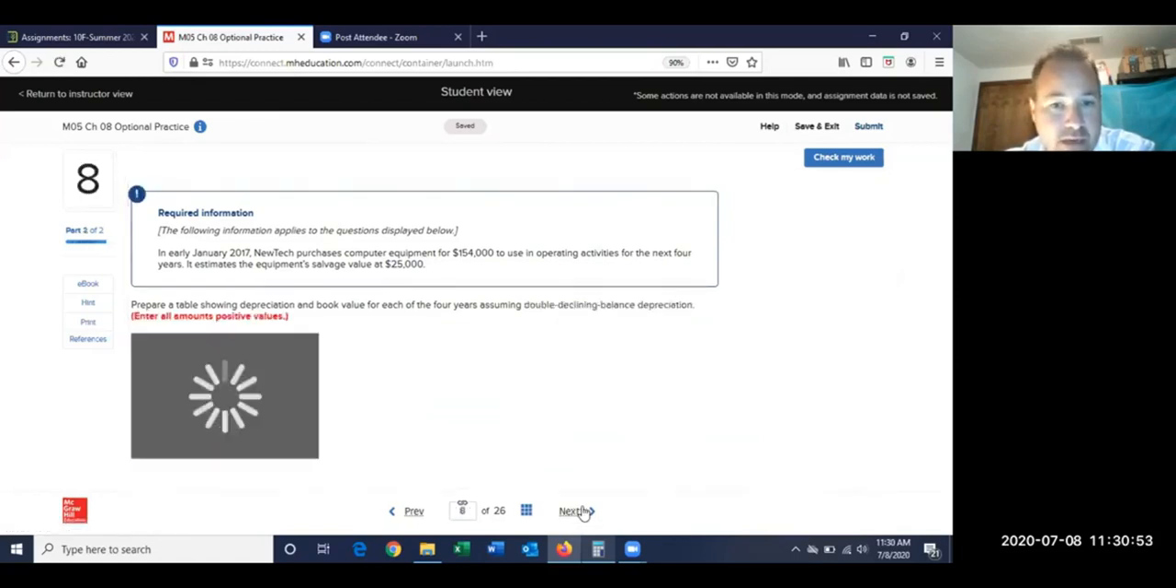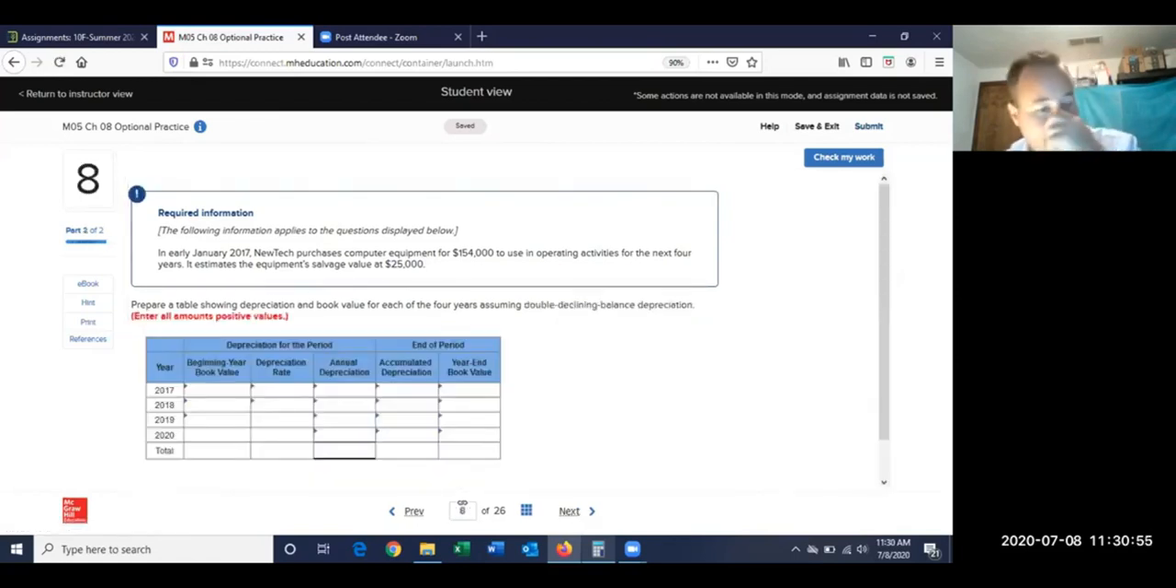So 7 and 8 will go together. Actually, I'm going to go ahead and go through number 8, because the double declining is different. Remember how we don't use the salvage value till the end. So I think this one may be beneficial to go through. It's the harder method. So our beginning year book value, let's look at our problem here.